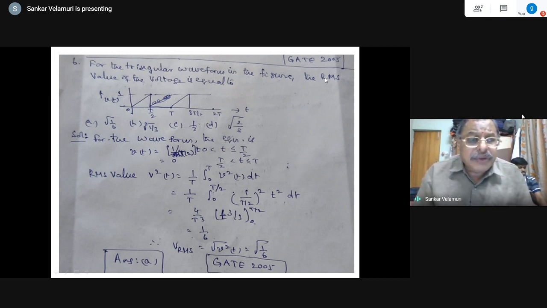Now, for the triangular waveform in the figure, the RMS value of the voltage is to be computed. Four multiple choice answers are given: square root of 1 by 6, square root of 1 by 3, 1 by 3, and square root of 2 by 3. For the waveform shown, the equation can be written as follows. This is the slope, the vertical component divided by the horizontal, y by x, you know that, okay? Because it is passing through the origin, it is y by x into t, where t is the corresponding x-axis. So v of t is equal to 1 divided by T by 2 into t, that is 2t by T.